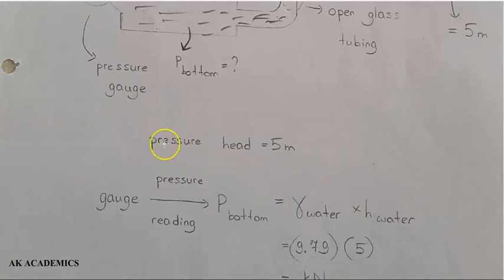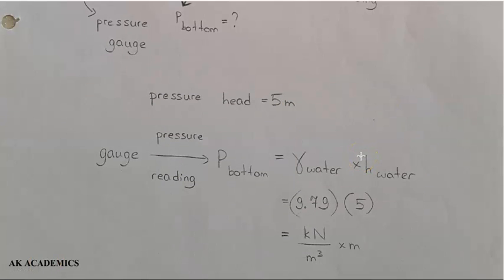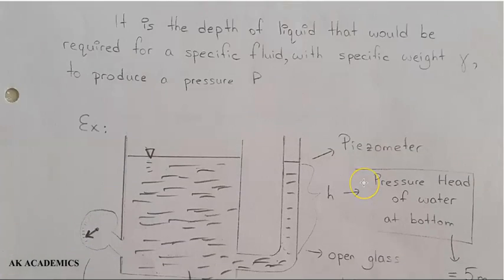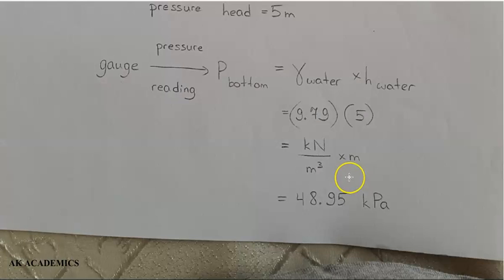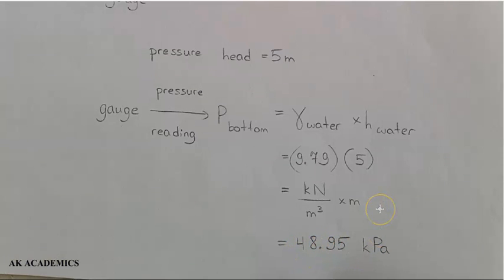Okay, in this particular case, since we know the pressure head is equal to 5, and we know that the pressure at the bottom would be equal to the specific weight of water multiplied by the height of water. The specific weight of water given here is 9.79 kilonewtons per cubic meter. So multiply that by 5, that gives us 48.95 kilopascal.